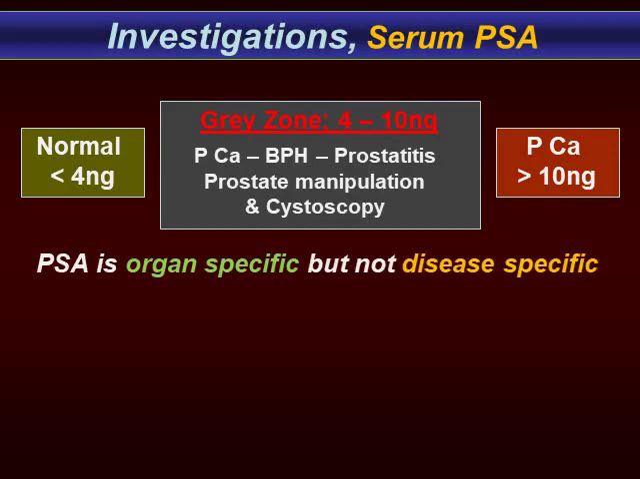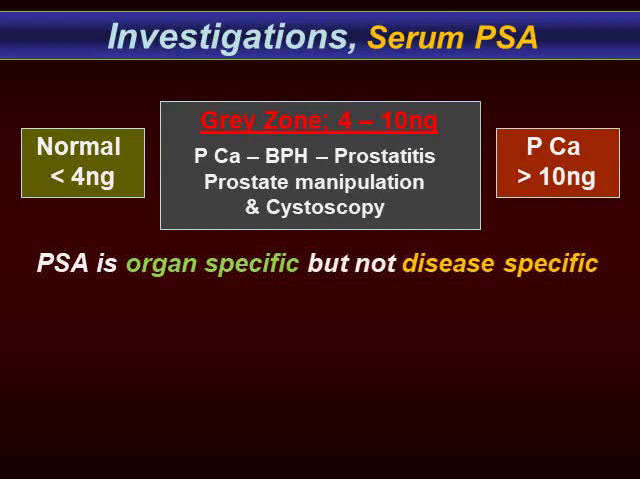It means there is a prostate pathology, or there is a disease in the prostate gland. But in the gray zone, it is not specific. It doesn't say what this disease is. This disease which raises the PSA could be prostate cancer, could be BPH, could be prostatitis, or could be any prostatic manipulation, including biopsy or digital rectal examination or cystoscopy.